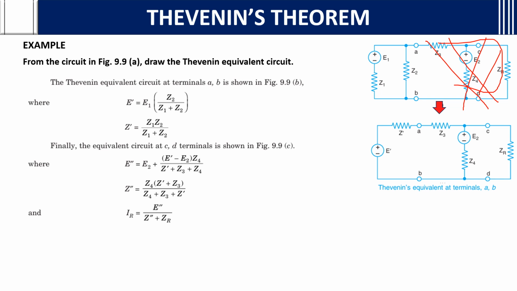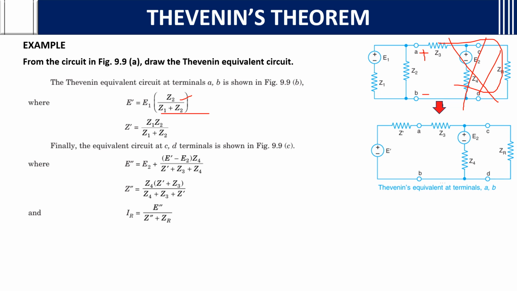Then the Thevenin equivalent circuit at AB: at A and B we need to find E dash. To get E dash, what is the voltage dividing rule? E dash is equal to the total voltage E1 into, we want the voltage across which resistance? Z2. Multiply that with Z2 by the total resistance, Z1 plus Z2. Then you get the Thevenin's voltage across A and B. Now what we need to find is the Thevenin's impedance or resistance.